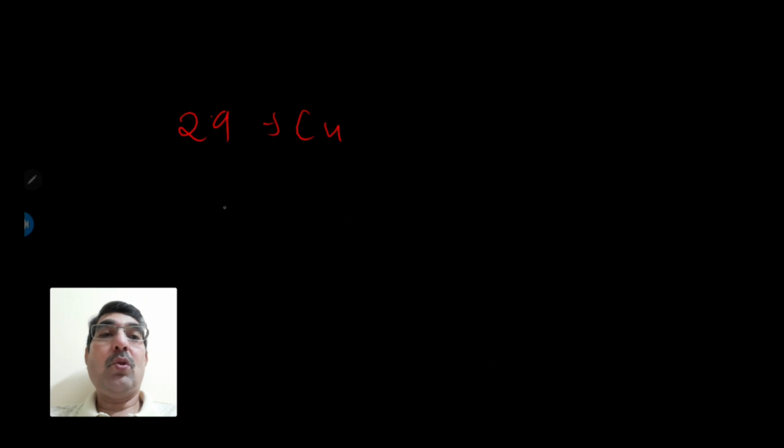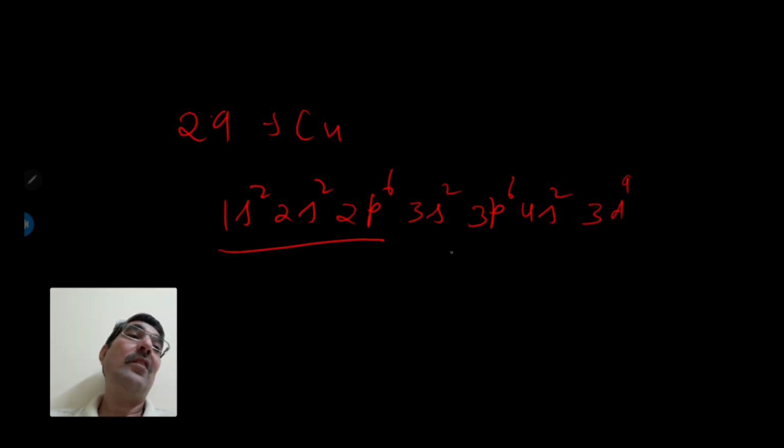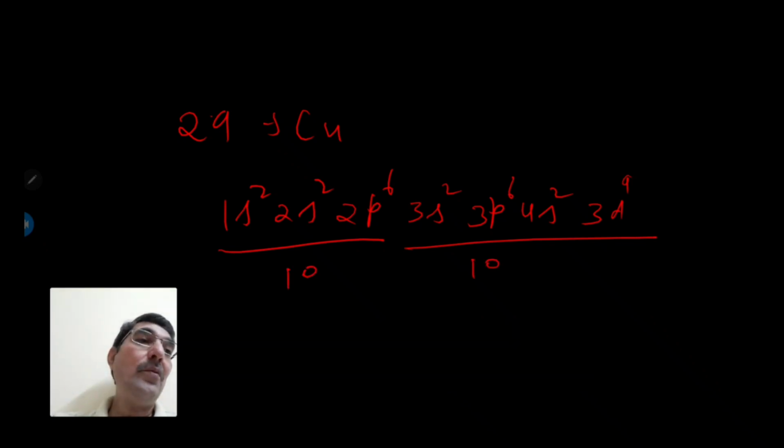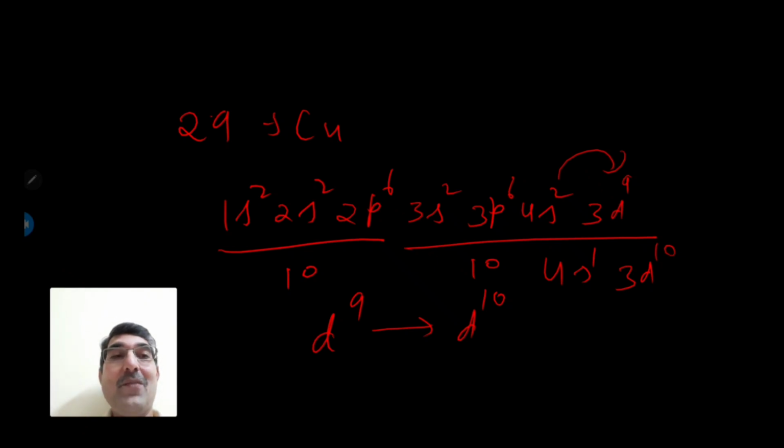So if we write the electronic configuration, 1s2, 2s2, 2p6, so it becomes s, s, p. Then s, p, s: 3s2, 3p6, 4s2 and 3d9. So this is 10 and this is 10 and 9, 29. But as we discussed, d9 needs to be changed into d10 for stability. That is why this 1 electron goes here and it becomes 4s1 and 3d10, a more stable configuration. So that's how you need to do it, otherwise there is no change.